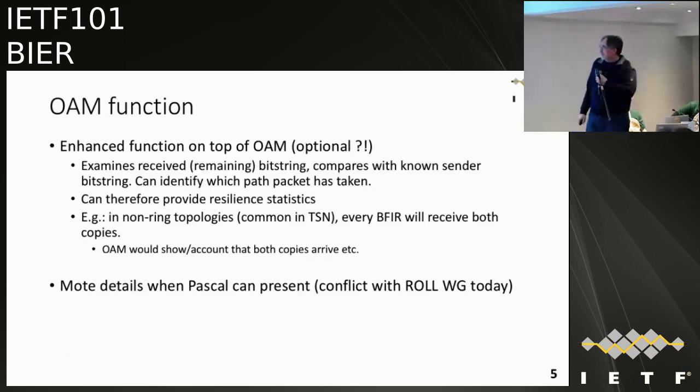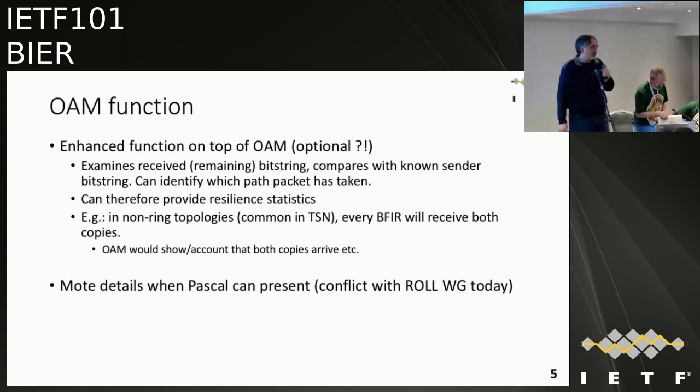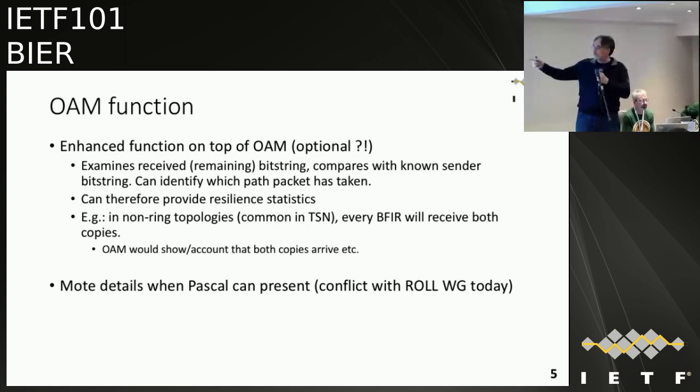Okay. So then basically comes the OAM function, and the OAM function is the ability to look at the received bit string and figure out which copy you actually got by the bits that are still in the packet. And so then you can also see whether you get one or two packets, and especially in the DetNet topologies which are not the ring, you will always get both copies, and you can create a lot better statistics in terms of what the differential delay is, and you can also understand where certain things failed along the path. So we don't have examples of that in this presentation. So, that's the key part that Pascal did add.